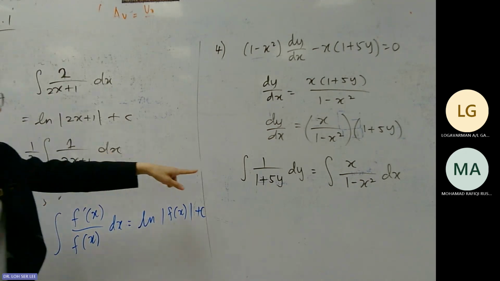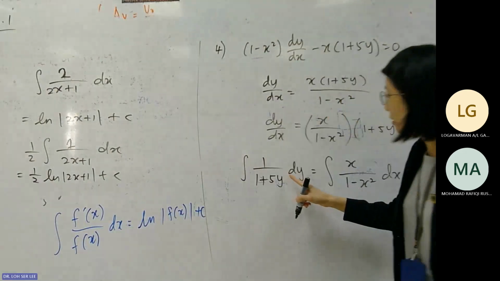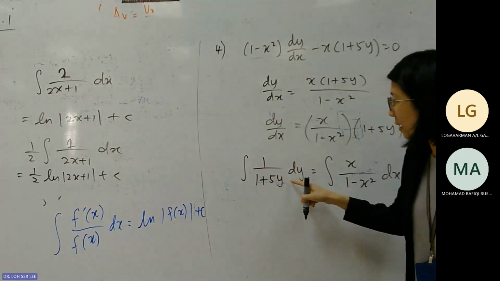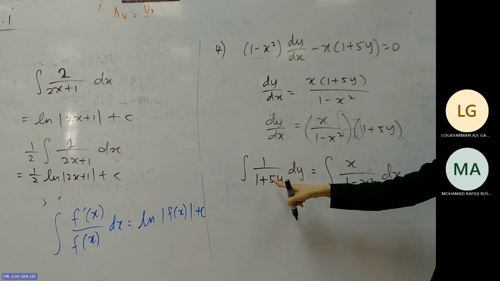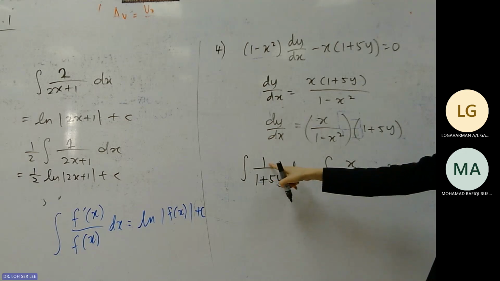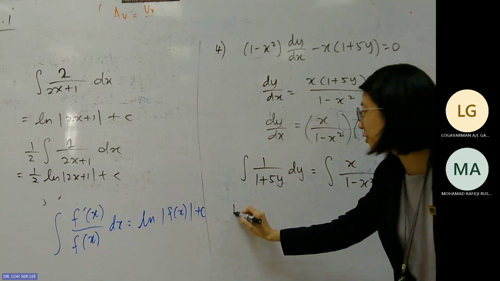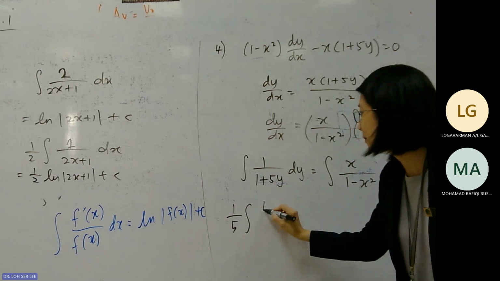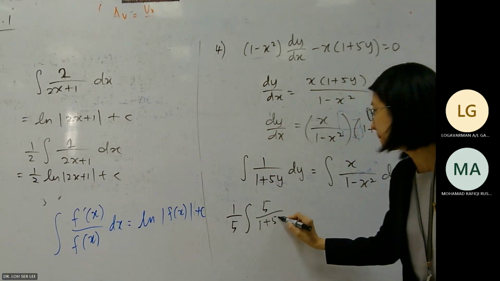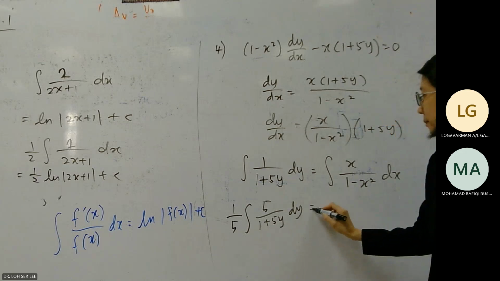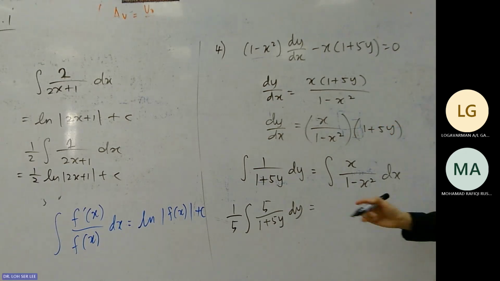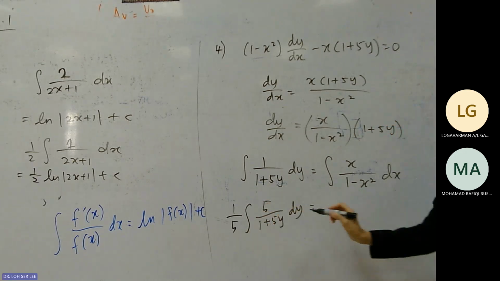Same goes to this. When you differentiate this, you get a 5, but we do not have 5 here. So you multiply by 5 here and you divide by 5 outside. Then you know what the answer is? 1 over 5 ln of 1 plus 5y.